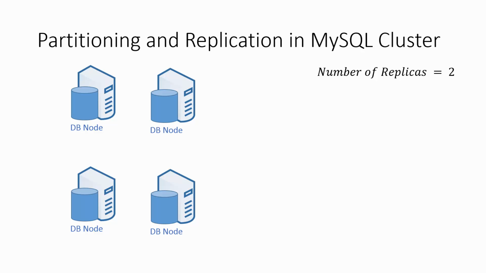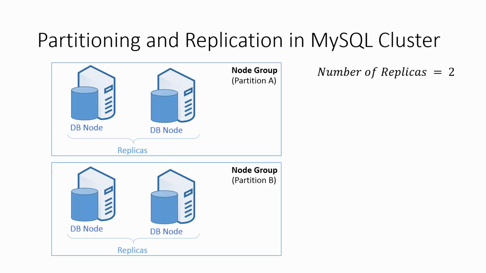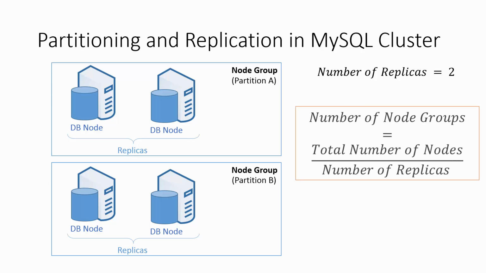So what happens then is MySQL cluster will designate one node to be a replica of another, hence you have 2 replicas, and that is going to be a partition. Similarly, for the remaining number of nodes, you also have the same arrangement. So since we have 4 nodes and 2 replicas, we end up with 2 partitions. This is a fairly simple formula. The number of node groups or partitions in MySQL cluster is the total number of nodes that you have in your MySQL cluster divided by the number of replicas that you define when creating the cluster.